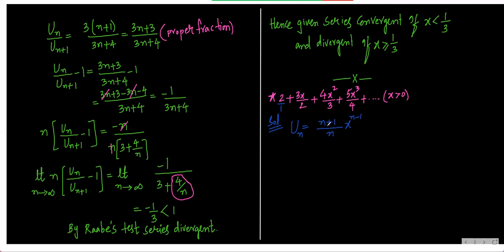Start checking. n is equal to 1: if you put 1 plus 1 is 2, 2 by 1 into x power 1 minus 1, any number power 0 is 1, so you are getting the first term as 2. If n value is 2, 2 plus 1 is 3, denominator is 2, and x power 2 minus 1 is x power 1. We are getting the nth term.